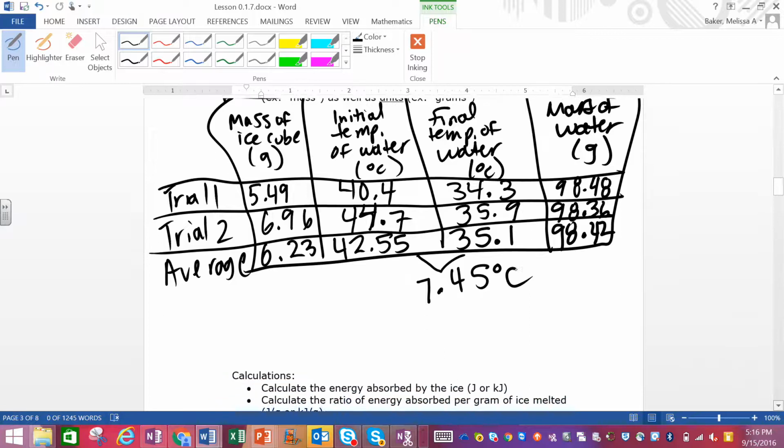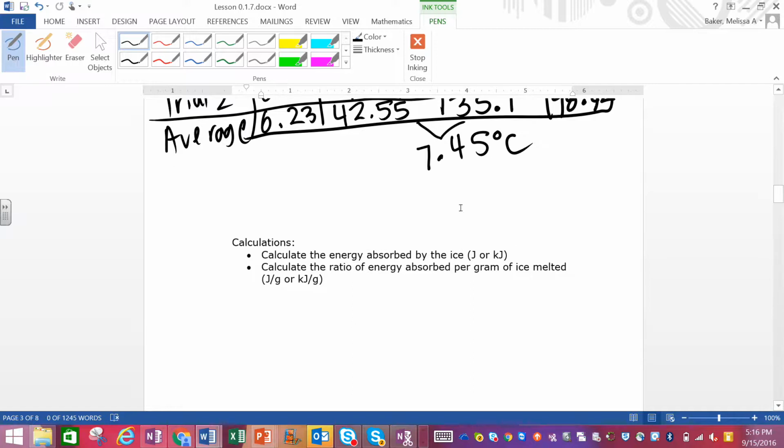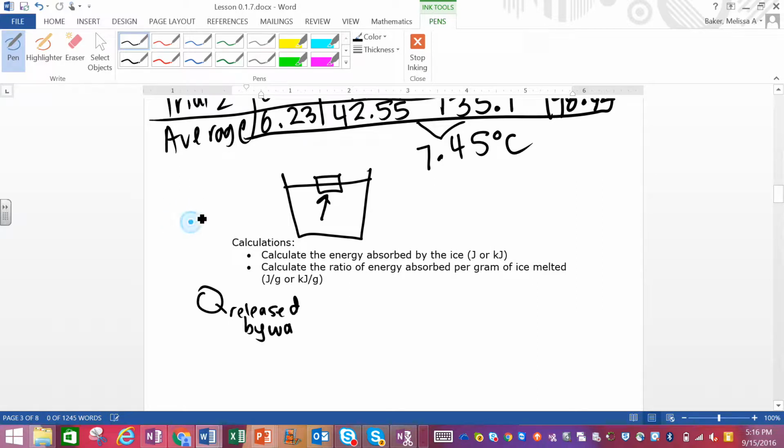So now I can use what I've learned in my experiment to do some calculations here. Just to do a little sketch, here's my cup, here's my ice cube. The energy released by the warm water to the ice cube is the same as the energy absorbed by the ice cube in order to melt. So if we figure out the quantity of heat released by the water, we're going to know how much energy was absorbed by the ice cube.